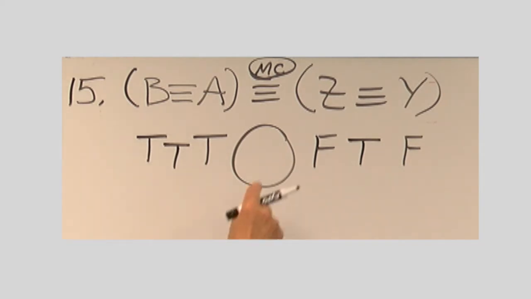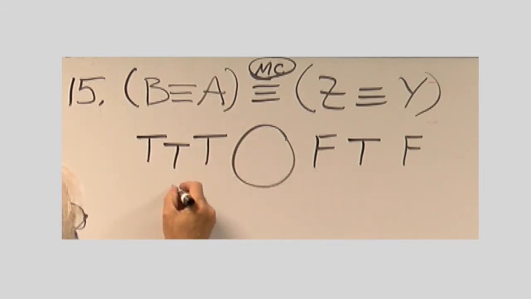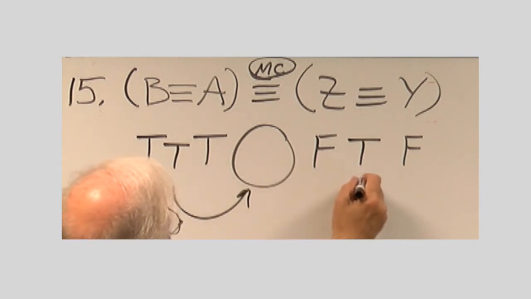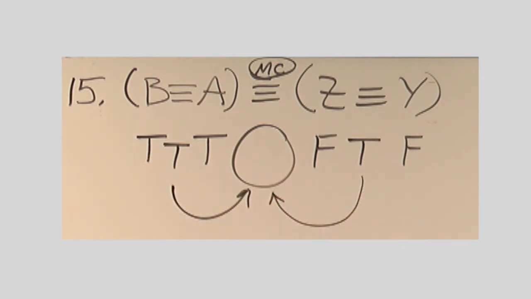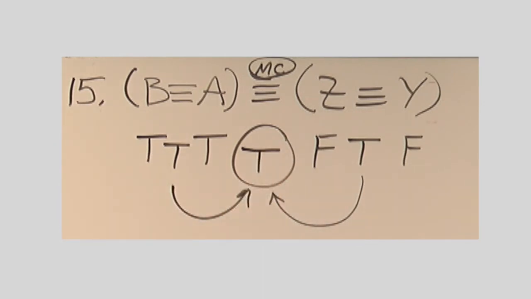Okay, and to get the answer for the main connective here, I take the left side as a whole, which is true, and the right side as a whole, which is true. True, triple bar true, same values, they're equivalent. That means that the main connective is true. Boom.